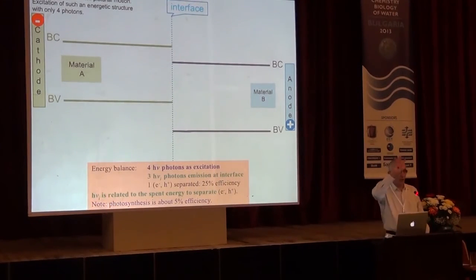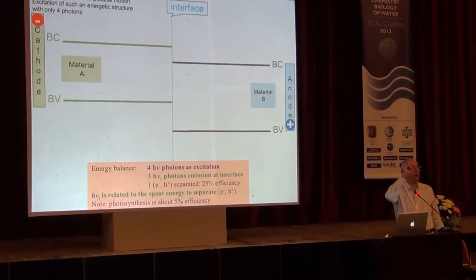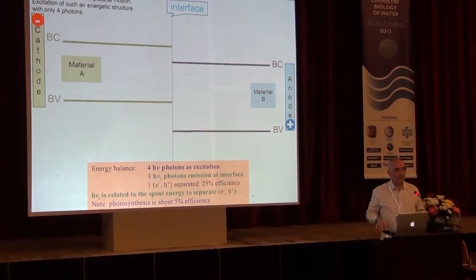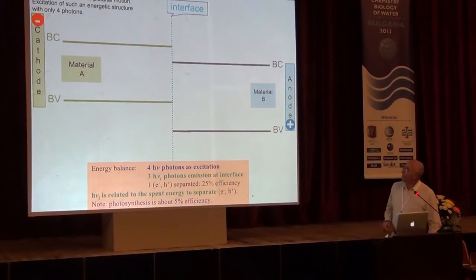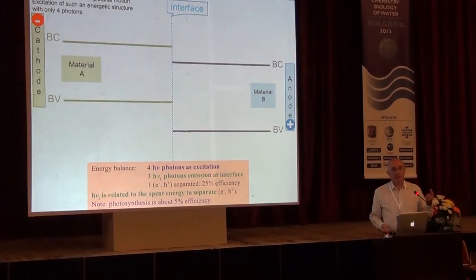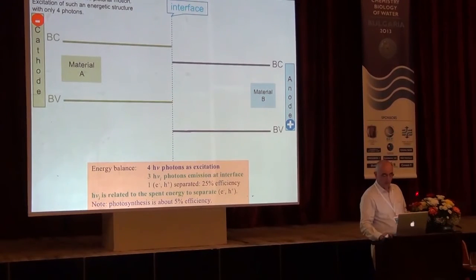In this case, for photons, I collect only one pair separated. It's not efficient, but it's enough for the photosynthesis process. The photosynthesis process needs only 5%. Only 5%. And I'm trying to show that maybe the interface emission gives the color for the plants. It means there is a lot of optical energy that is lost here at the interface of those materials.